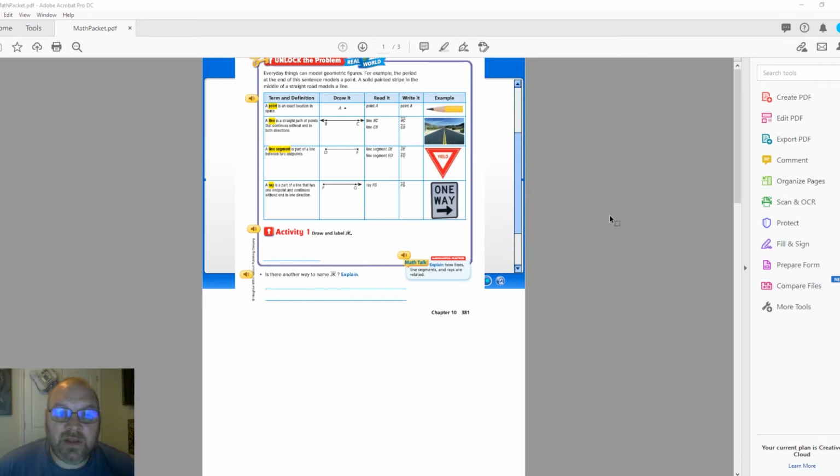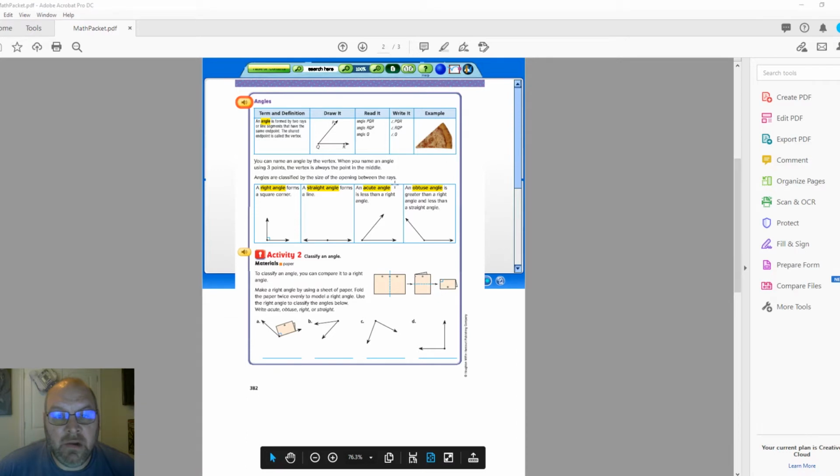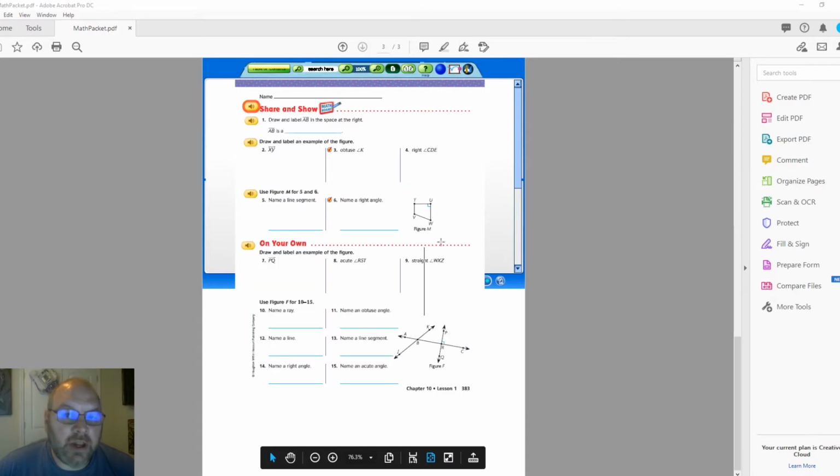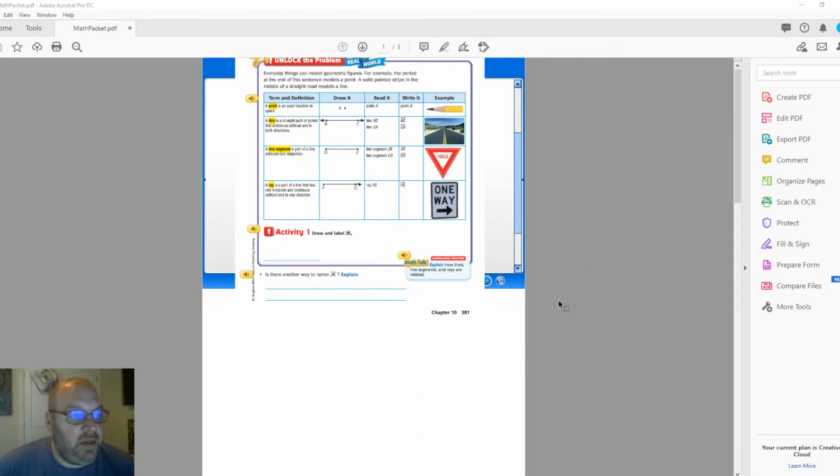As you can see on my screen, we are going to go over two-dimensional objects like lines and some angles. What you're going to need, either from the packet or downloaded, is this page here, the second page here, and then the third page is what you're going to do, and this is what you're going to take a picture of or scan in and email me back for a grade, okay? So we'll get started with this first page.